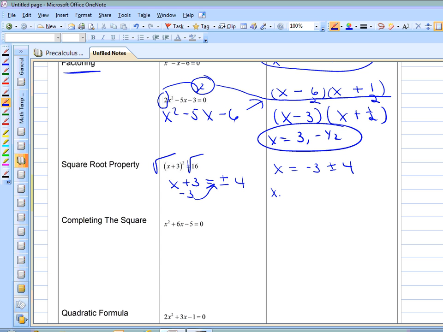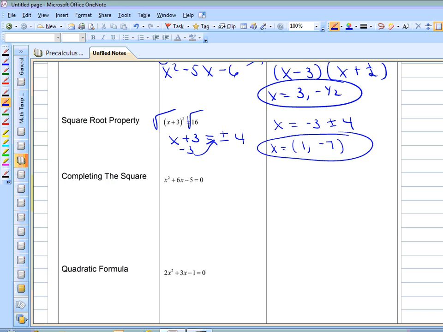I want my two x values because I'm solving. And my two x values then would be -3 plus 4, which is 1, and -3 minus 4, which is -7. Woohoo! All right, so make sure you don't forget to sign your artwork.